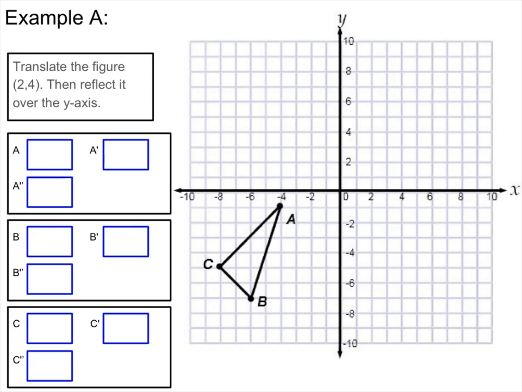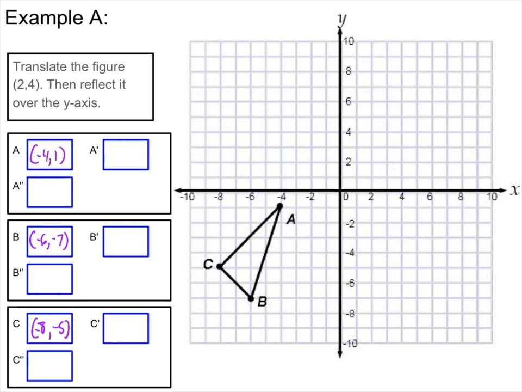And I'm going to start by doing that by writing down all of the points that we already have. So A is at -4, -1. It looks like B is at -5, no, -6, -7. And C is at -8, -5. So we've got all of our points written down that we have already. So now that we've done that, we're going to make the first transformation, which is to translate 2, 4.